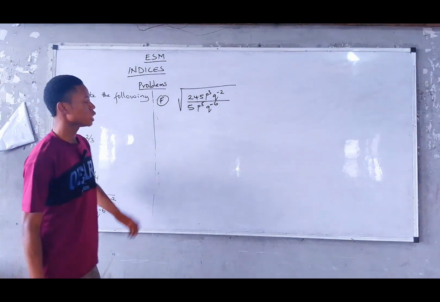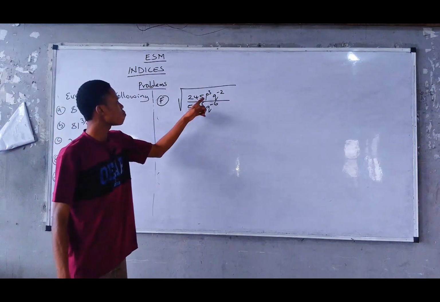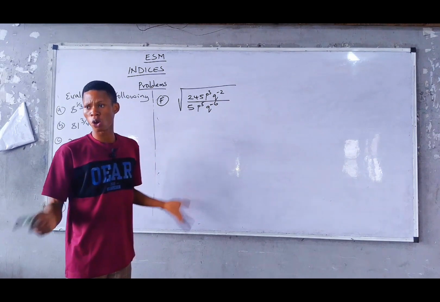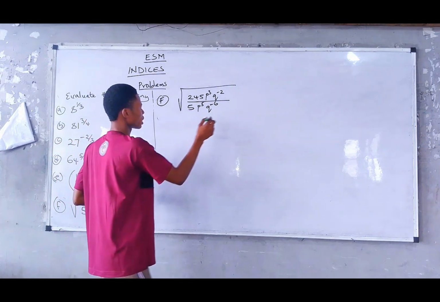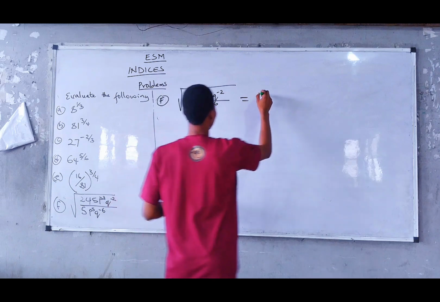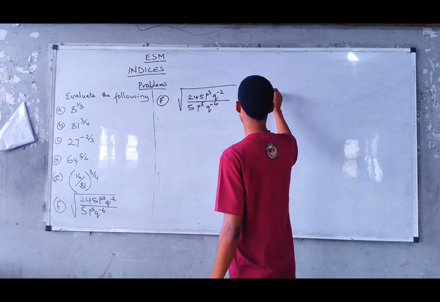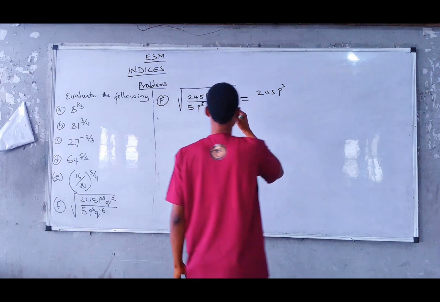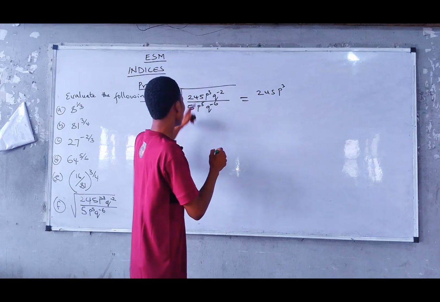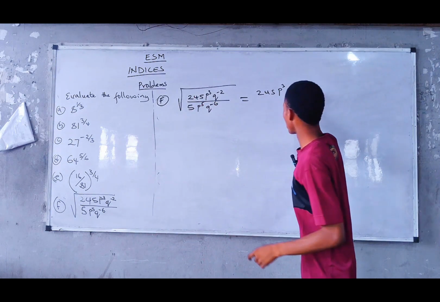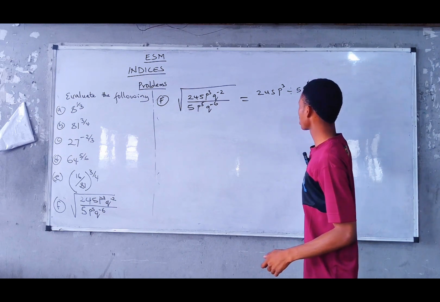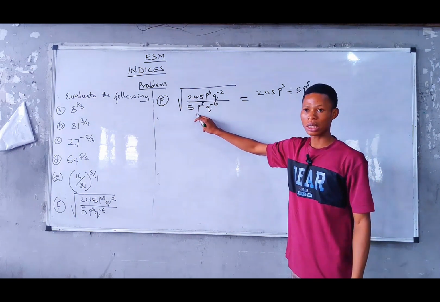In solving this, we have P here, we have P here. We have Q here, we have Q here. Division law. This is the same thing as saying 245 P raised to power 3, divided by 5 P raised to power 5, right? This divided by this now.